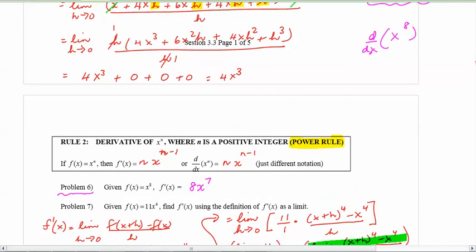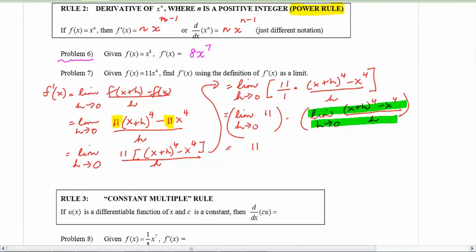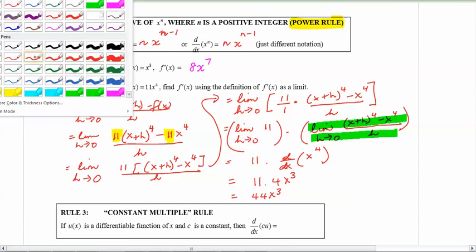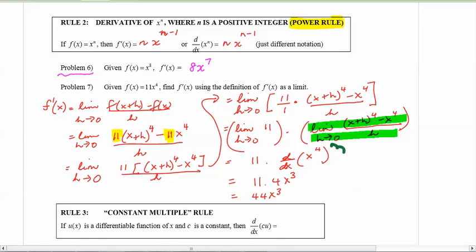So let's write that down. Okay, this is the derivative of my x to the fourth, and we know that that is 11 times 4x cubed. So my final answer would be 44x cubed. But actually, it is not the final answer that is most interesting here. It is, in fact, let's see, this step.